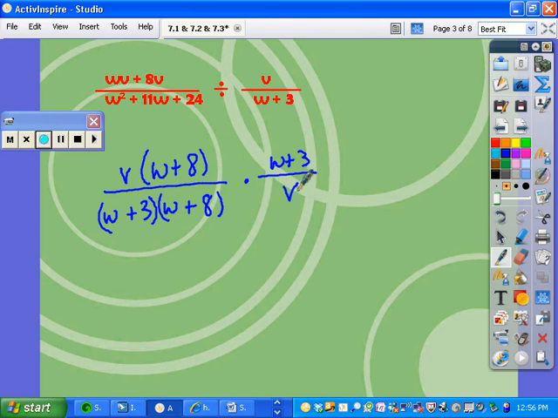Once you have everything factored and you're flipped, now you're ready to just start crossing things off that are being multiplied. So this v that's being multiplied right here can cross off with this v. Now see this w plus 3? Remember what I said, that plus sign kind of groups those together, so maybe put parentheses to remind you. If you're going to cross them off, they got to cross off together. So this w plus 3, this w plus 3, those cross off. Again, w plus 8, w plus 8.